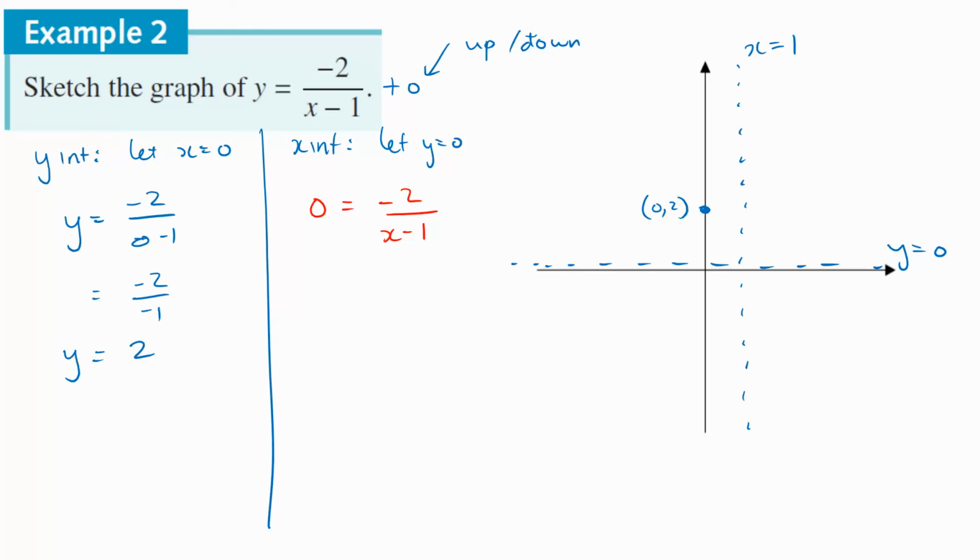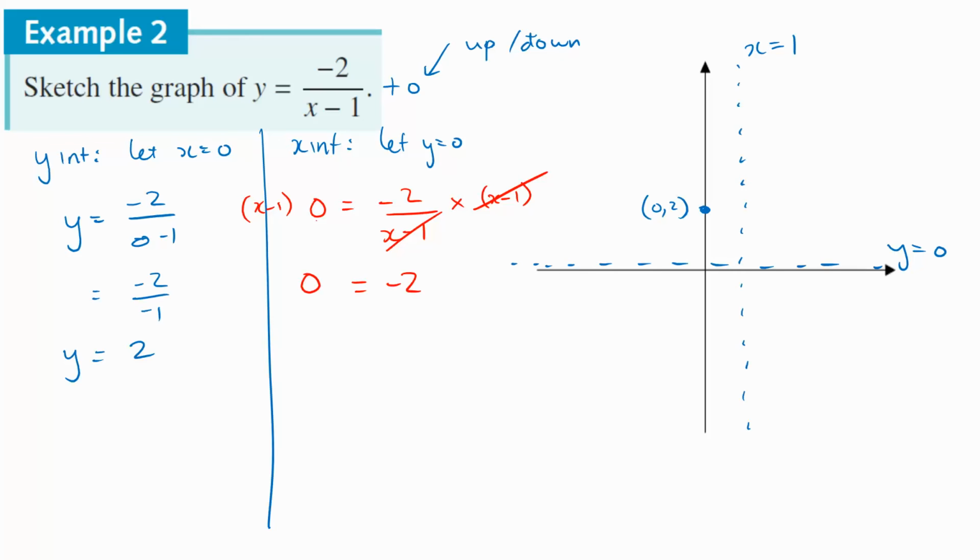Here we go. Same thing with the fractions. If you don't like fractions, it says divide. Opposite of divide is times. Times both sides by x minus 1. Now what's going to happen here is if you times both sides by x minus 1, this will cancel out. But look at this. 0 times anything is 0.